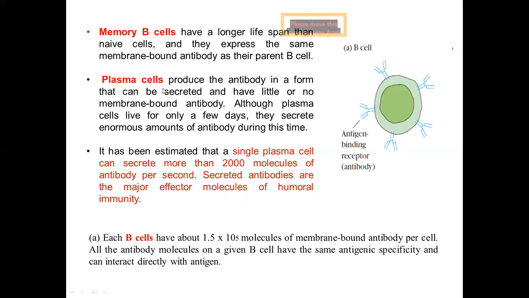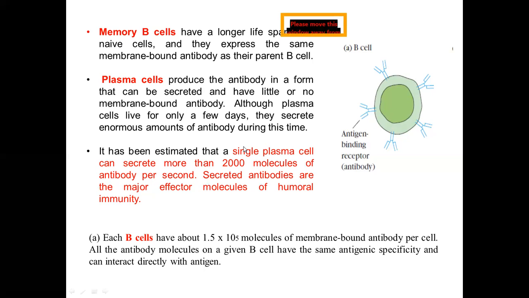So now, plasma cells are the cells which produce antibody in a secreted form, and the secreted antibody will live only for a few days, and they secrete an enormous amount of antibody, approximately 2000 molecules per second, to that particular antigen encountered. The secreted antibodies are the major effector molecules of the humoral mediated immunity.